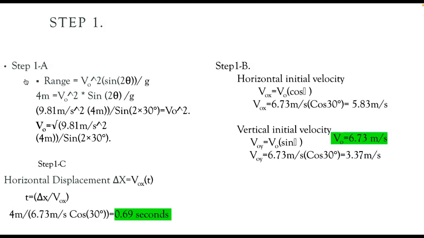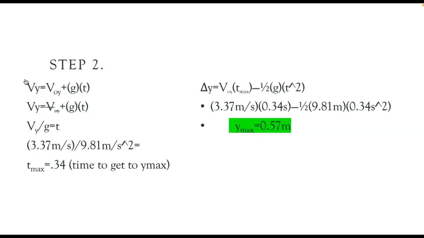Now, by knowing those two variables, we were able to plug in the unknowns in the equation to help us progress. We were able to solve for time t using the equation delta x is equal to initial horizontal velocity multiplied by time. By rearranging the equation, we're able to solve for t since we have initial horizontal velocity and delta x, giving us a time of 0.69 seconds.